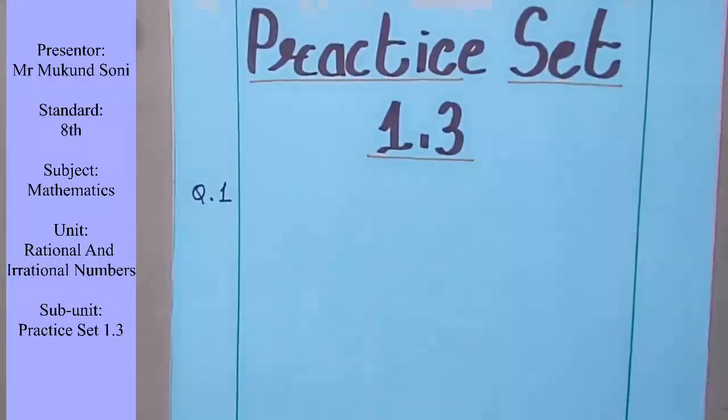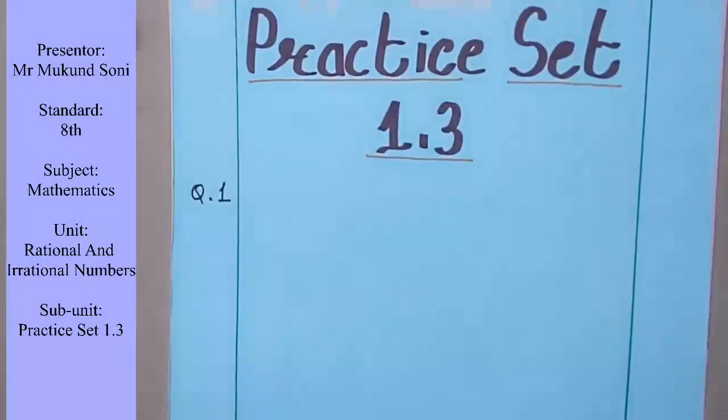When you write any number in p upon q form, it becomes a rational number, and then you turn it into decimal form by performing complete division by the long division method. So we are going to perform the same method while solving this practice set.